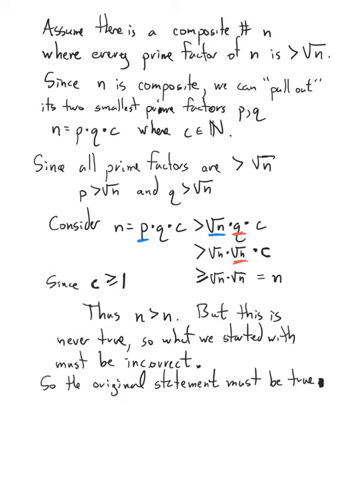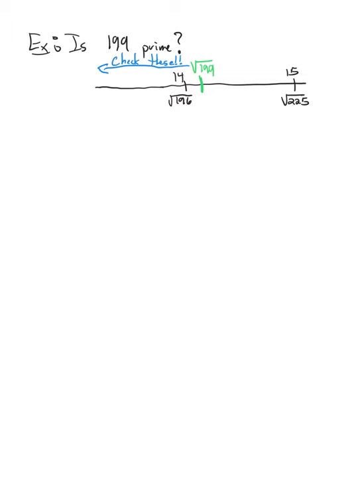So let's do an example of how to use this, which is really cool. Let's say we wanted to determine if 199 was prime. Using the test for primality, remember we only have to check if the prime numbers less than the square root are factors. Now, if you have access to a calculator, you can type in square root of 199 and get what it is. But if you don't, say on a test or an exam where calculators aren't allowed, you can just estimate where the square root lives.